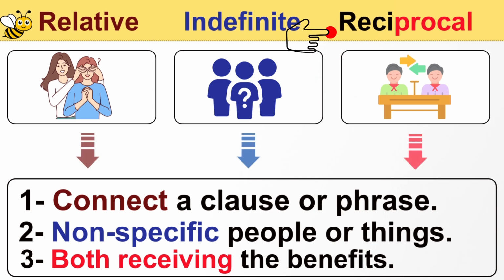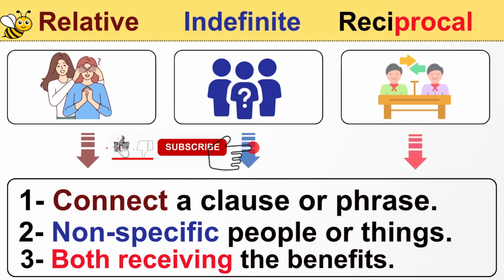Reciprocal pronouns. These pronouns are used to indicate that 2 or more people are performing an action of some type, with both receiving the benefits or consequences of that action. Let's jump right in with more examples and details.